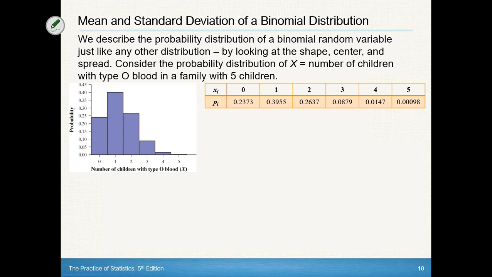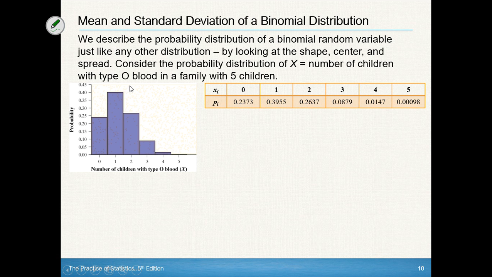All right, we could describe the probability distribution of a random variable just like any other one by looking at center, shape, and spread. So here's what I did. I said, hey, family with 5 kids where each kid has a 25% chance of having type O blood, how many kids in your family have type O blood? And if I asked lots and lots of them, here's what it would look like. Or perhaps I could use those formulas to figure out these values right here.